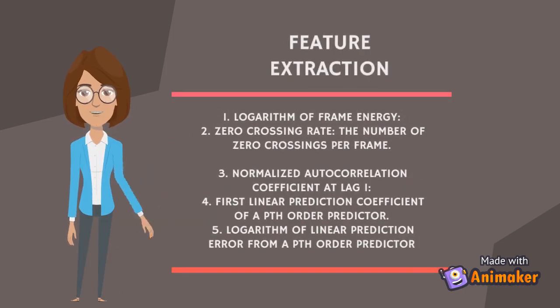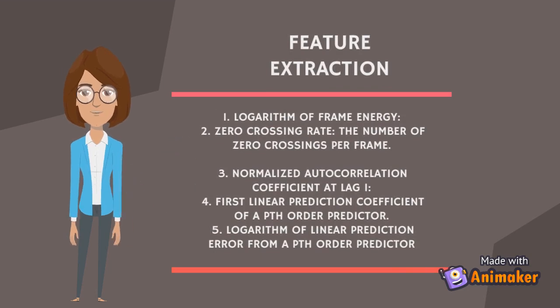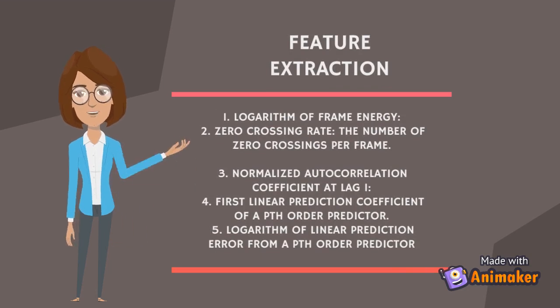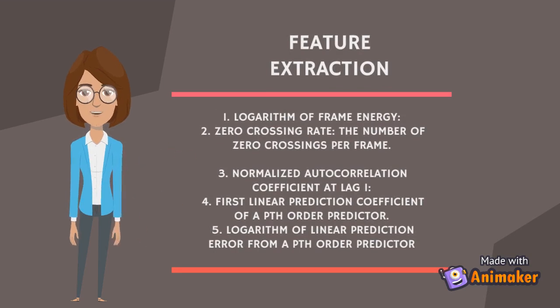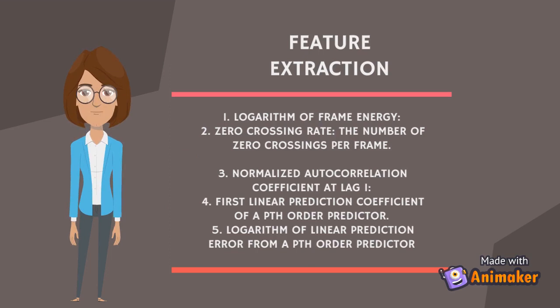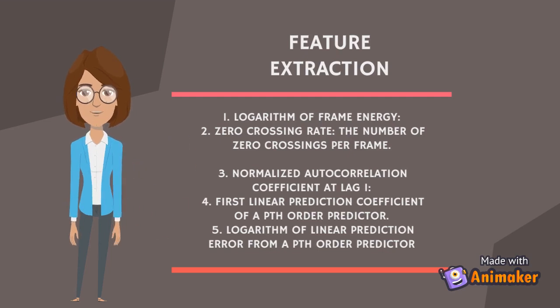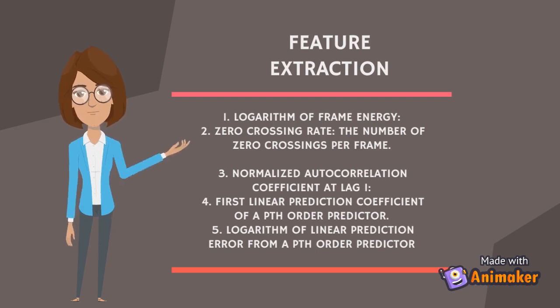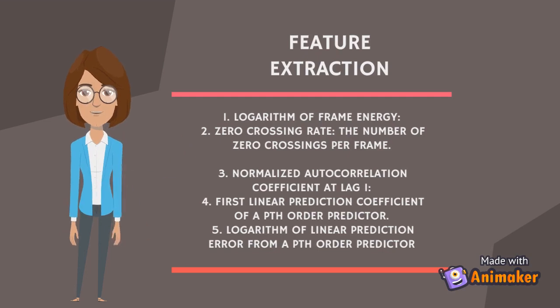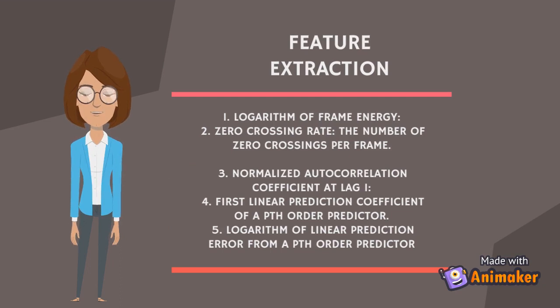Once framed, we then extract features from each frame. In the following discussion, a frame of speech ranges from 1 to L, the number of samples per frame. The following 5 features are extracted for each frame. 1. Logarithm of frame energy. 2. Zero crossing rate, the number of zero crossings per frame. 3. Normalized autocorrelation coefficient at lag 1. 4. First linear prediction coefficient of a Pth order predictor. 5. Logarithm of linear prediction error from a Pth order predictor.